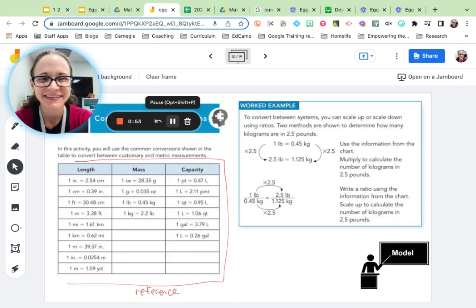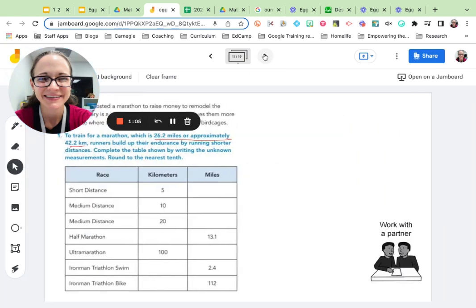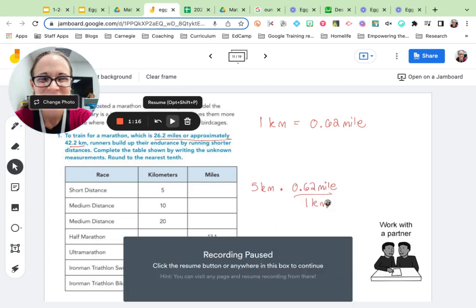Now, going back to our table from before, we can see that 1 kilometer is equal to basically 0.62 miles. It's an approximation, but 1 kilometer is about 0.62 miles. Let's write that down. 1 kilometer equals 62 hundredths of a mile. So let's look at our first row together, the short distance.